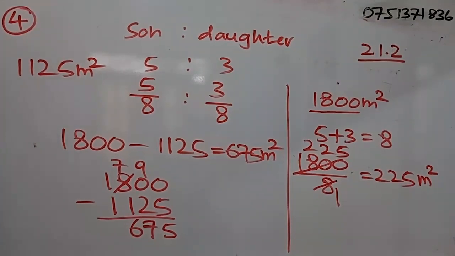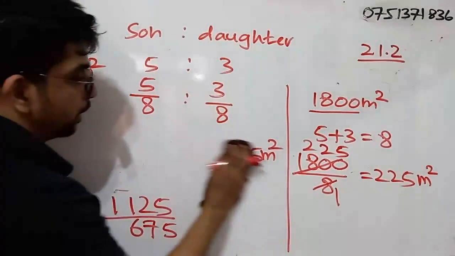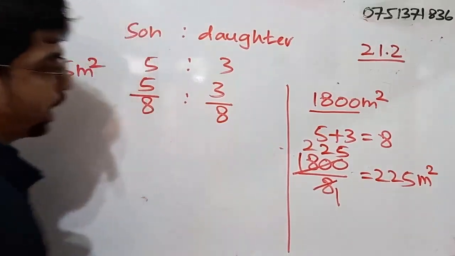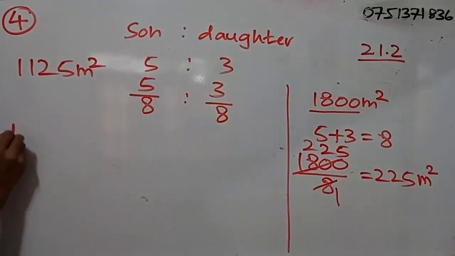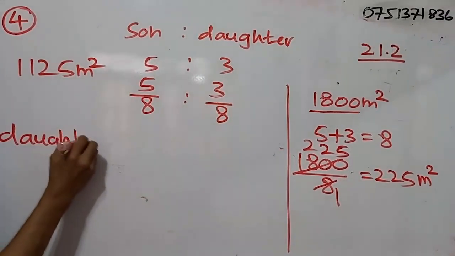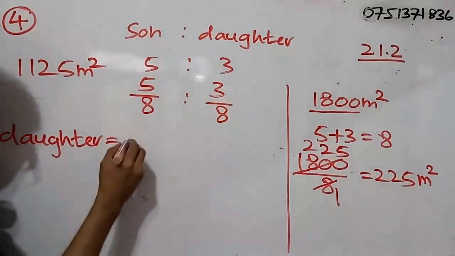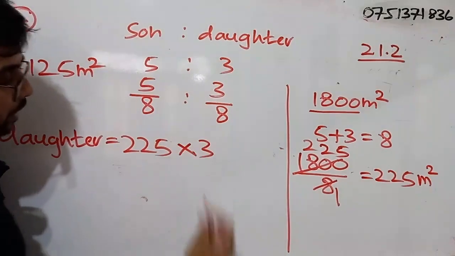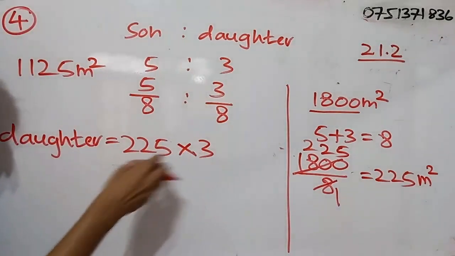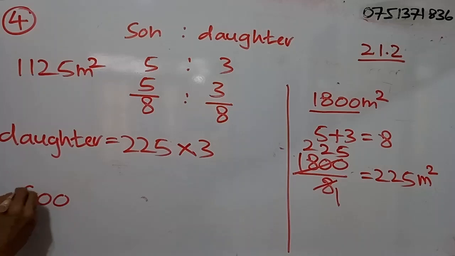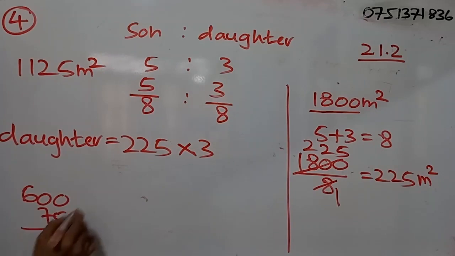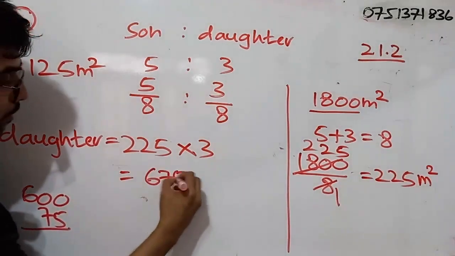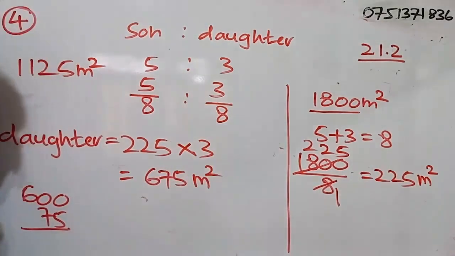Okay, so if we consider the usual method, how do we come up with the answer? Right? So the daughter, what is the value of one part? 225. How many parts does the daughter receive? 3 parts. So we have to multiply this by 3. So 200 into 3, we know that is 600, right? 25 into 3, that is 75. So when we add these together, we get what? 675. These are what? Square meters.